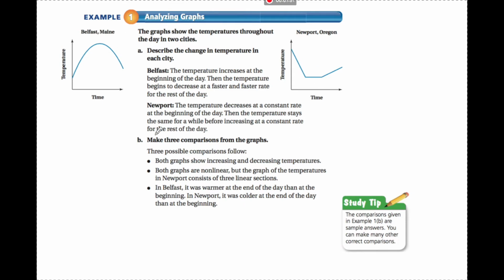So we see in Belfast, at the end of the day, the temperature was higher than it was at the beginning of the day. Even though there's no numbers, we know that this axis is increasing and this one is increasing. And then in Newport, the temperature was warmer at the beginning of the day and then cooler at the end of the day. These are just some of the comparisons that we could make. There's a ton more. And we'll start to look at those as we do the practice problems coming up.